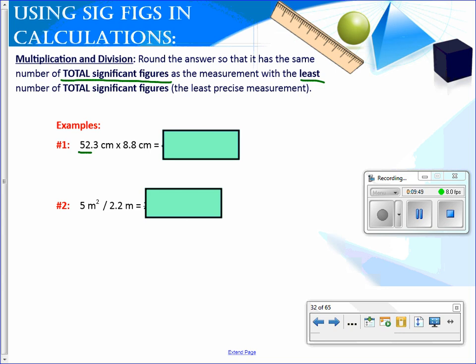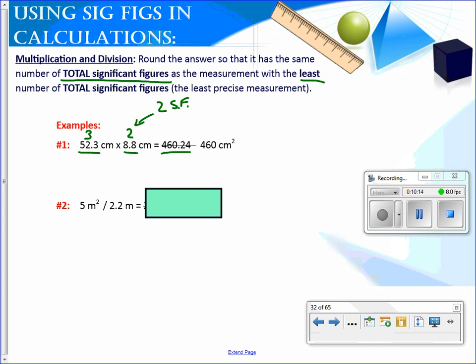So if we do 52.3 times 8.8, we first have to look at how many significant digits 52.3 has. It has 3. 8.8 has 2. So we have to go with the least. And so our answer can only have 2 sig figs. So if you punch that into your calculator, you're going to get 460.24.